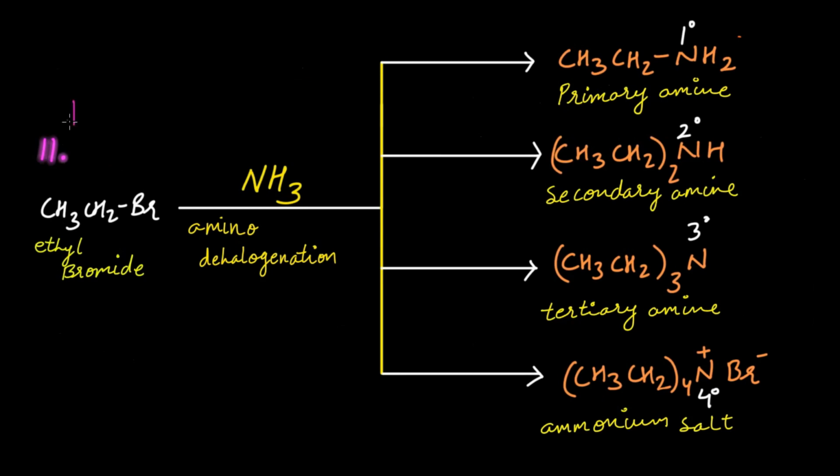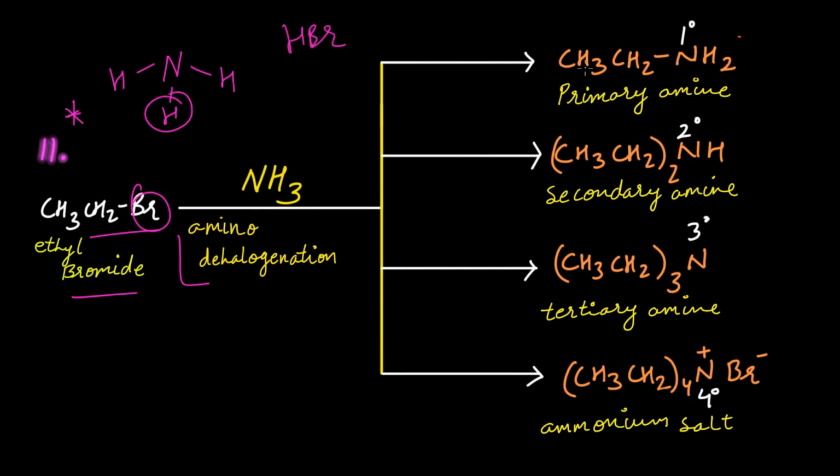Look at the 11th reaction. This is also important. It goes by the name amino dehalogenation. What happens in this reaction is when alkyl halide, in our case ethyl bromide, is treated with NH3, that is ammonia, which has 3 hydrogen atoms, one hydrogen will go away with bromine as HBr, right? And the first product formed is primary amine, that is CH3CH2NH2, right?